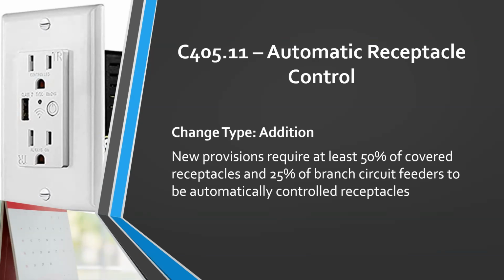New provisions require at least 50% of covered receptacles and 25% of branch circuit feeders to be automatically controlled receptacles. So as you see in the photo here, it's a little blurry. Sorry, I blew it up. It was a smaller picture. This has a USB port on it, but it has that little Wi-Fi looking signal on it. That means that it is controlled. This doesn't have a label of whether it's both plugs or just one. Usually when you see it, it's labeled so you can really tell which ones are done. This is going to be the whole receptacle.